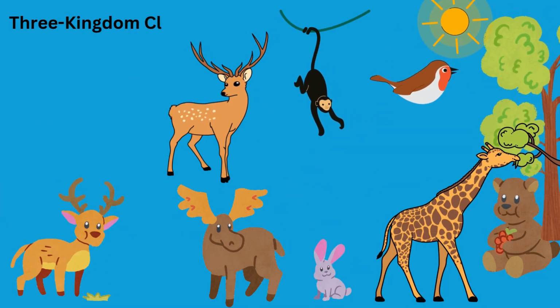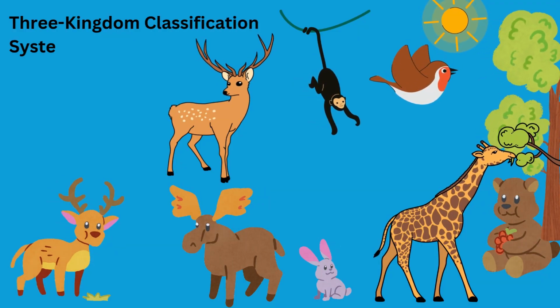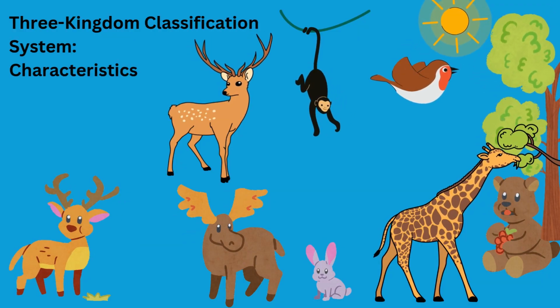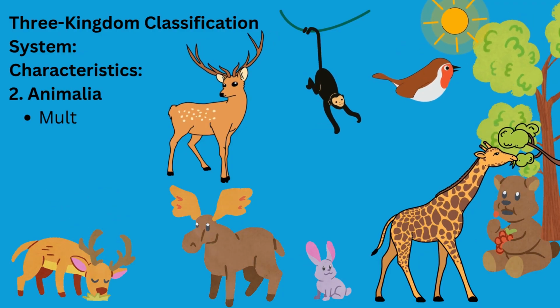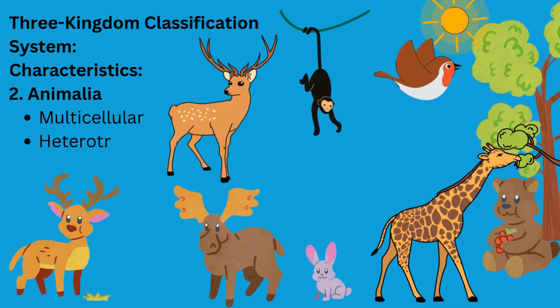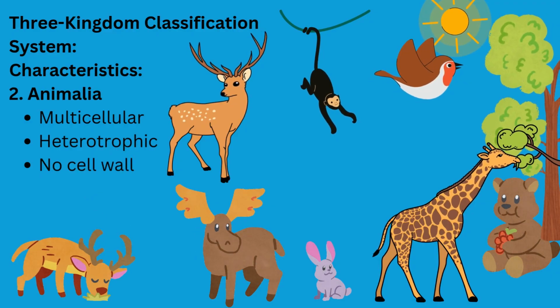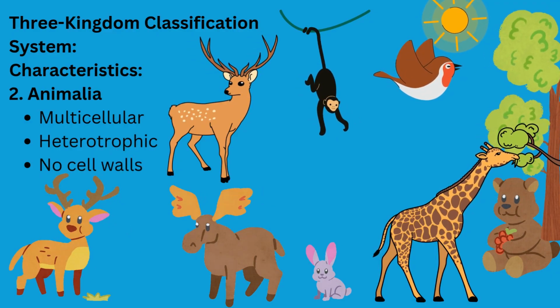The organisms in the kingdom Animalia of the three-kingdom classification system were also multicellular, but they were heterotrophic, meaning they could not prepare their own food, and they had no cell wall.